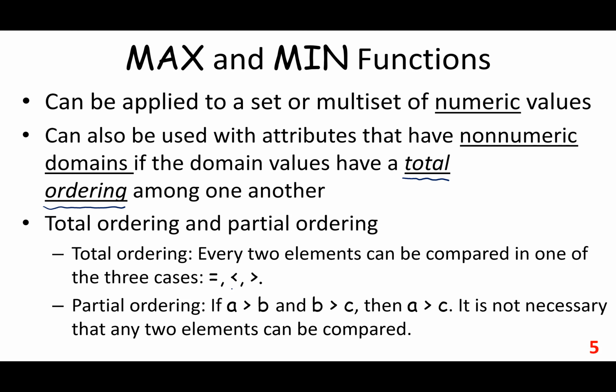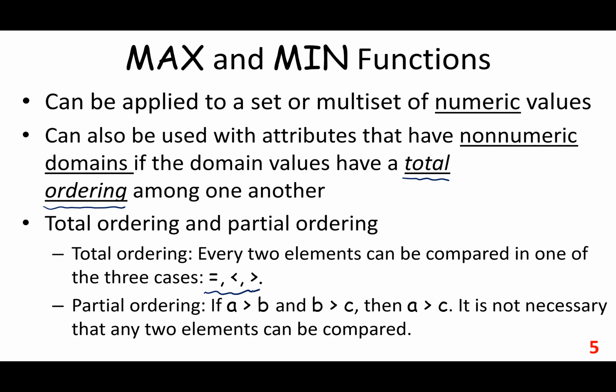You may have a situation where you pick 2 elements, then none of the 3 cases would be true. They're not equal. The first one is not less than the second one, and the first one is not greater than the second one. None of the 3 cases is true. For the partial ordering, you may have that situation.